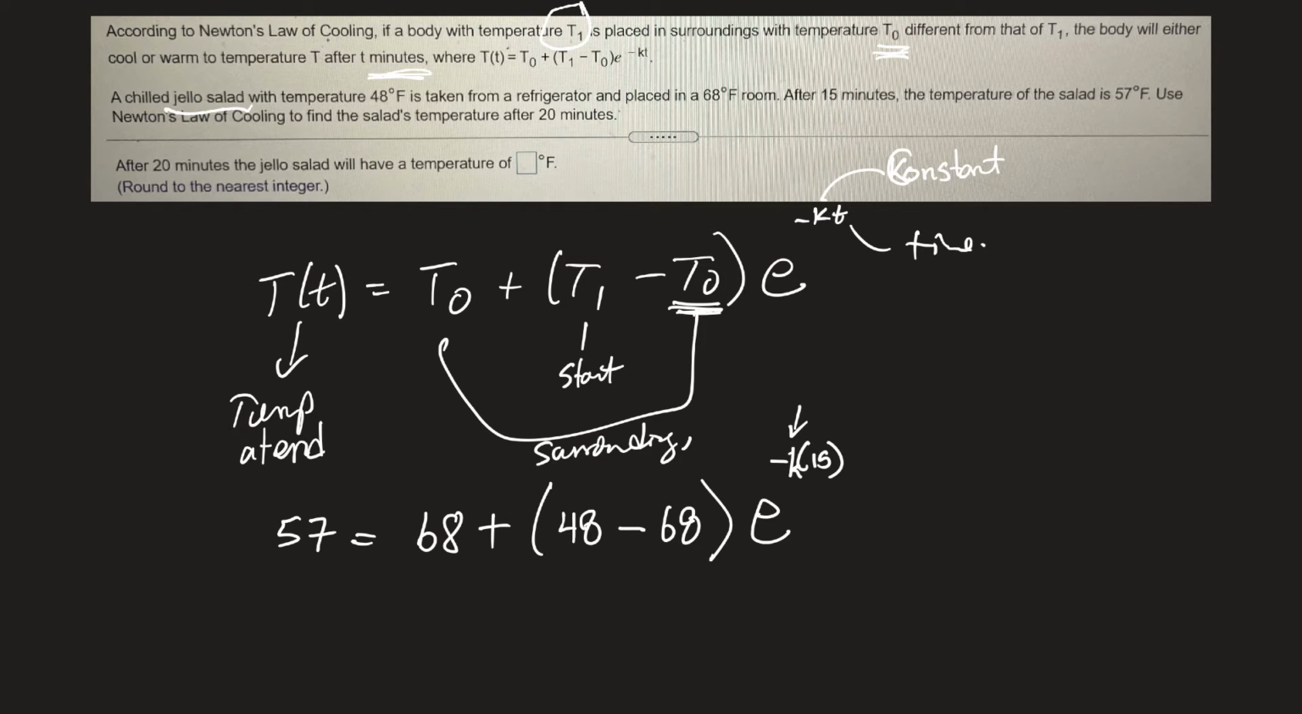But the question says, find the salad's temperature after 20 minutes. Well, that seems like another question because I can't put 15 in there and 20. So the concept is the first thing you need to do is find this constant of cooling. And then once you have the constant of cooling, you can use that to figure out the temperature after 20 minutes. Okay, so let me show you how to do that.